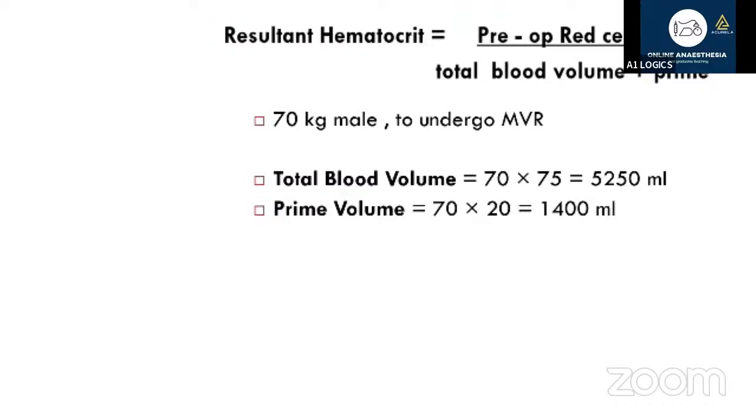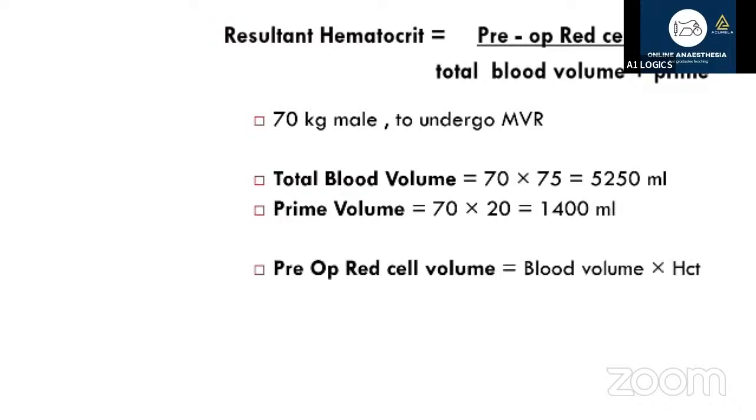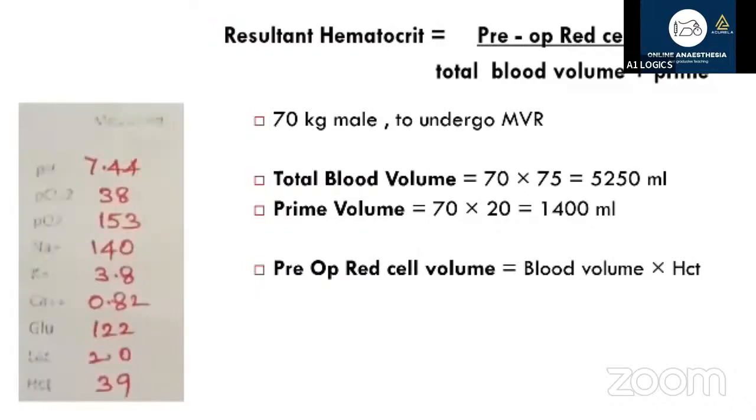His prime volume, I already told you, 20 ml per kg should be used. So for a 70 kg patient, you will need 1400 ml of prime. How to calculate the pre-op red cell volume? It can be obtained by multiplying this blood volume by his hematocrit. How is this hematocrit obtained? That is got by obtaining the first ABG. Once you shift the patient into the theater and do an ABG, you will get the value. You can see that the hematocrit is 39. So you multiply 5250 by 0.39, you will get 2050 ml. So that is the total volume of his RBCs. That is called the pre-op red cell volume.